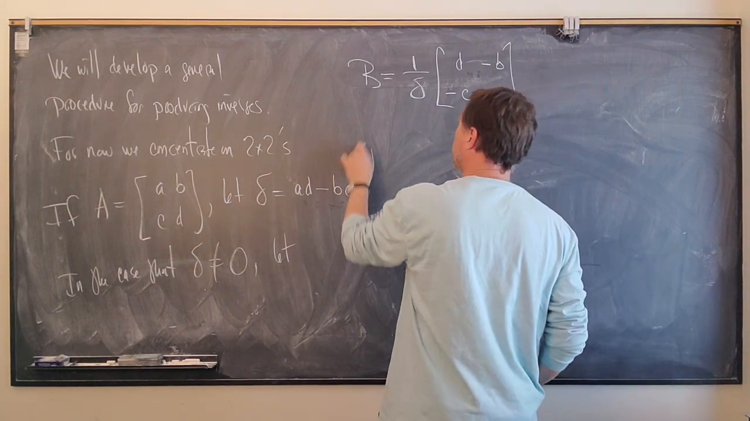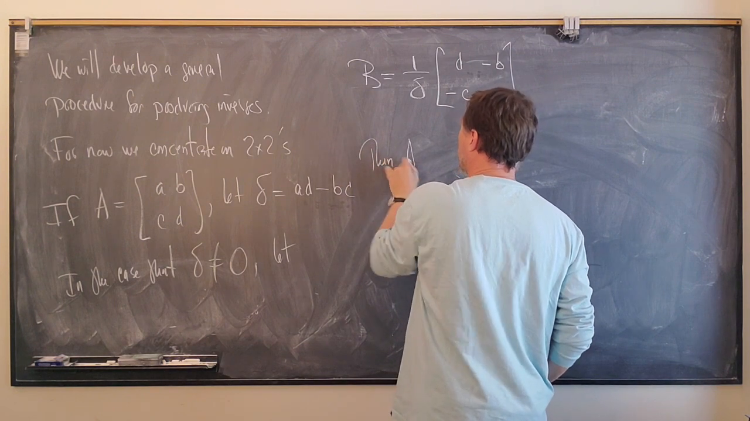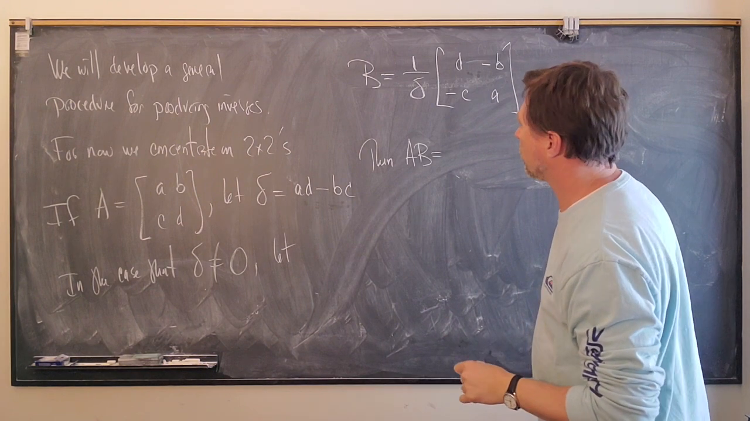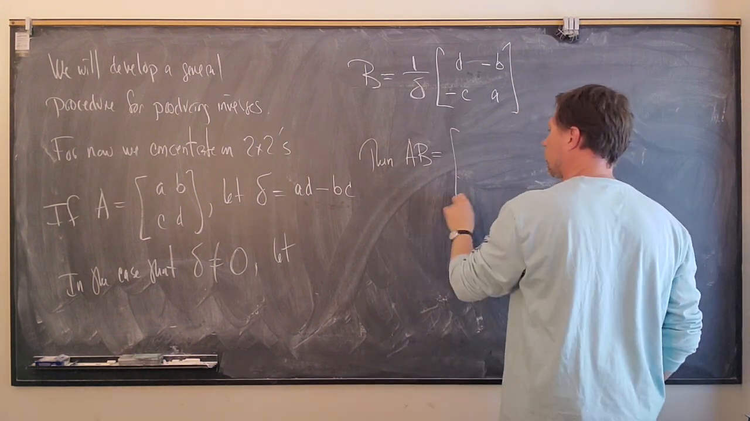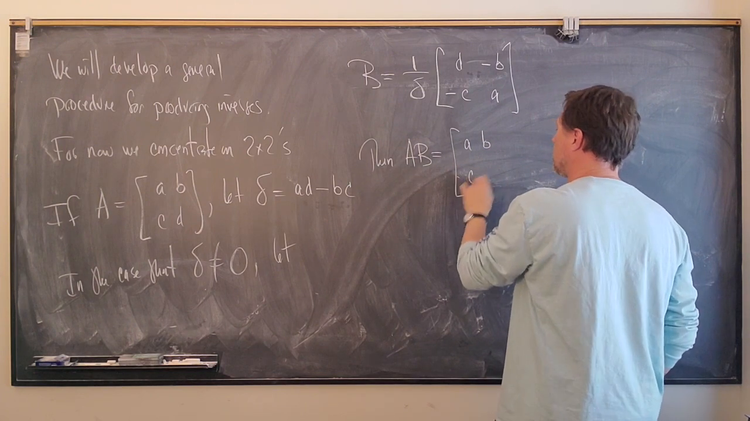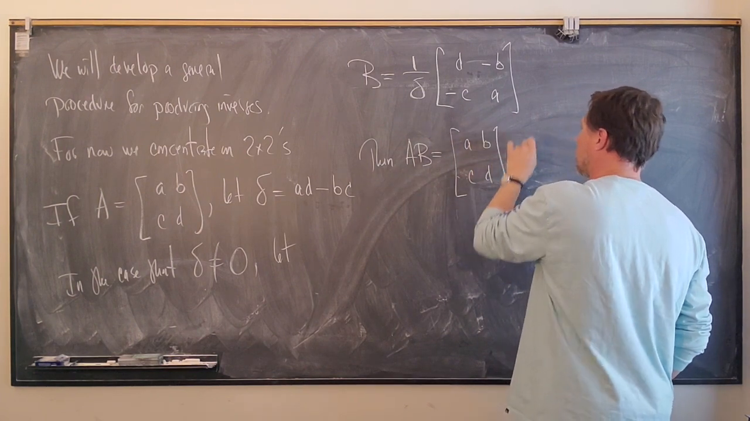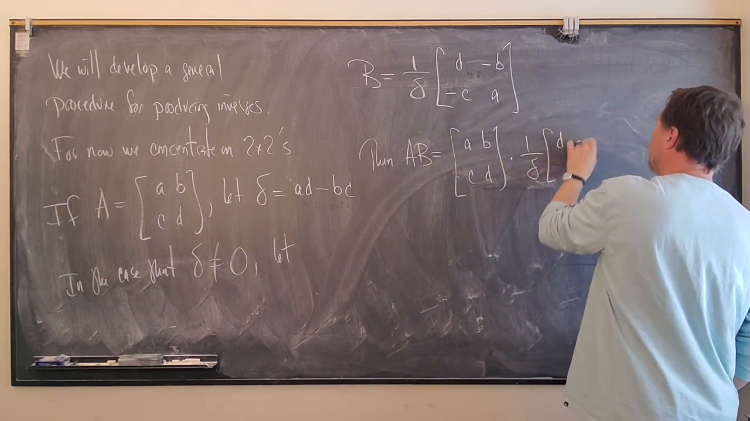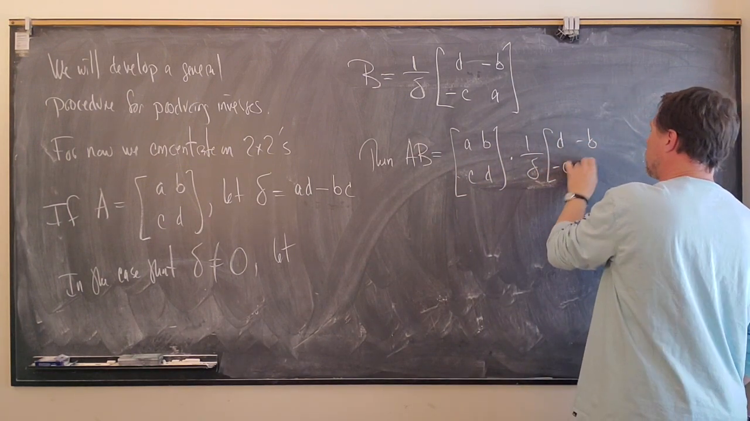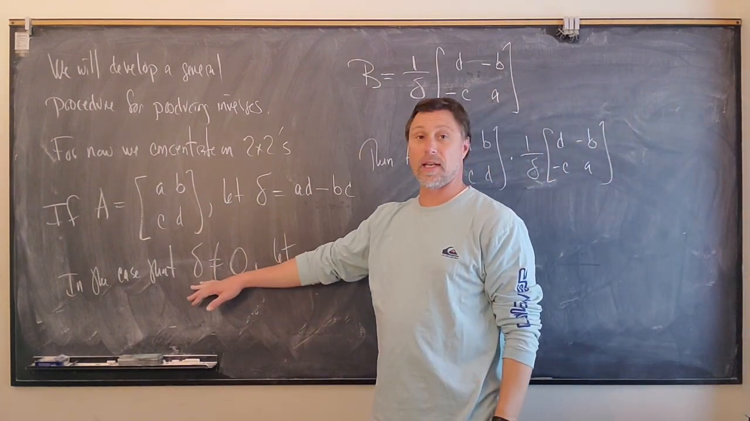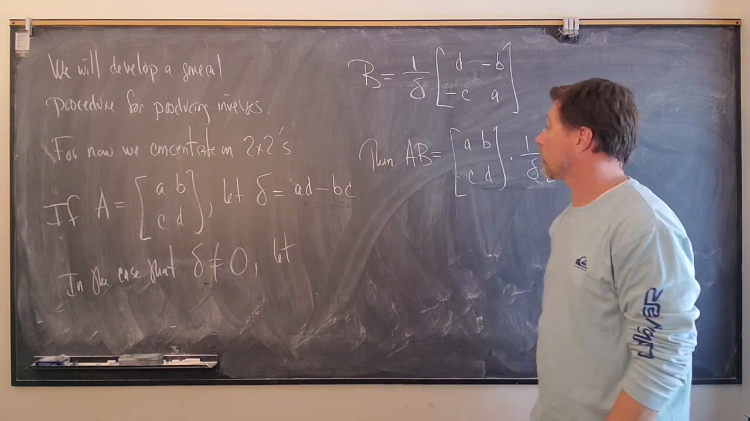So then, if we do A times B, that's going to be the matrix A, B, C, D times 1 over delta times D, negative B, negative C, A. Notice why I needed to work in the case that delta is not equal to 0, because I need to write this fraction 1 over delta.